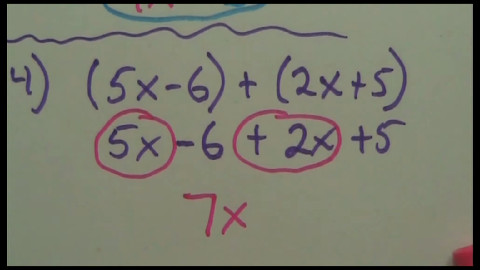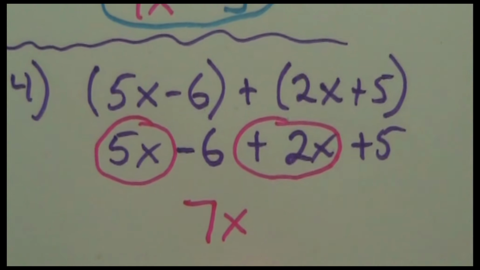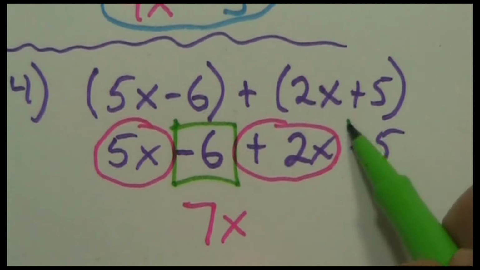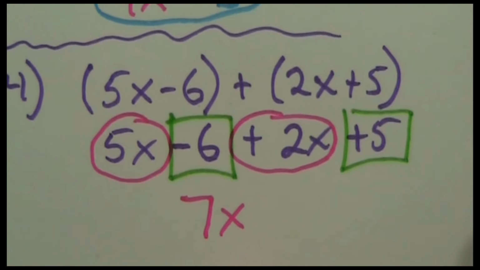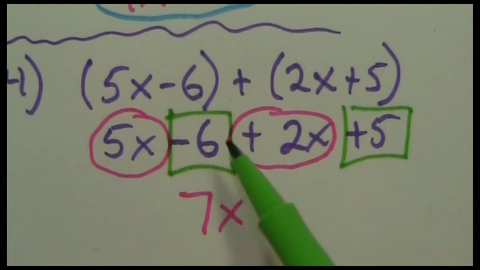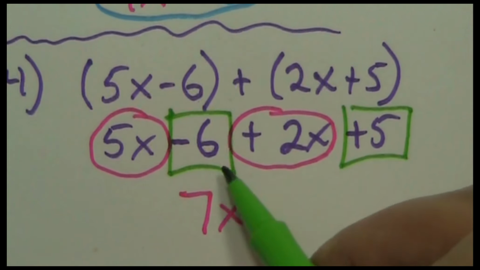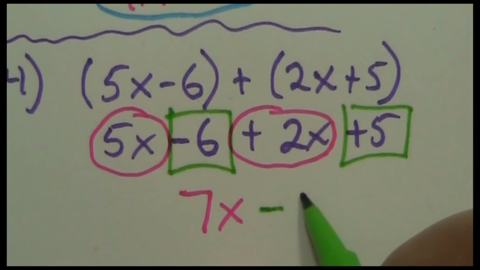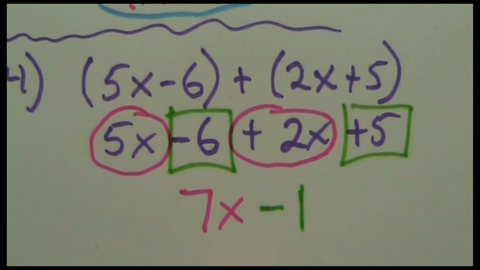Now let's look at the negatives, the constants. There's a negative 6, and there's a positive 5. They're different signs, so you've got to subtract them, right? I know there's more negatives, so it's going to be negative, just because there's more of them. 6 take away 5 is 1. Negative 1.